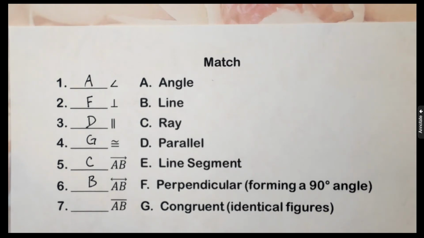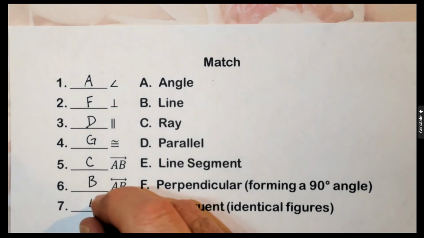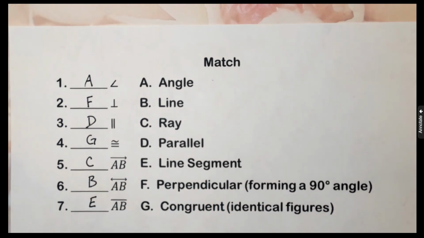And then number 7 looks like a capital A and capital B with a line segment on the top, and that is the symbol for a line segment. So that's the part of a line that has two endpoints, choice E. Make sure that you mark those on the back of your notes so that you can remember them later.